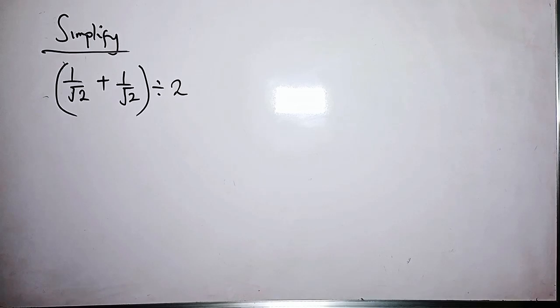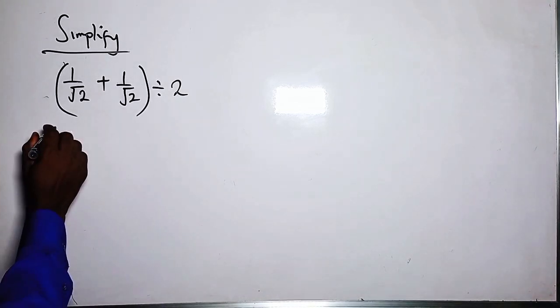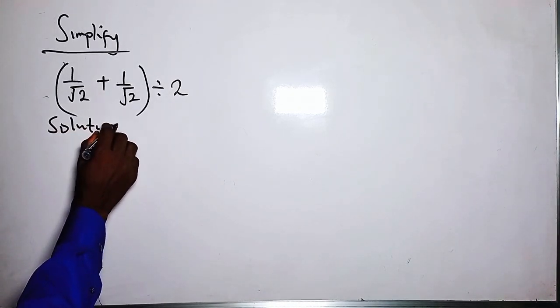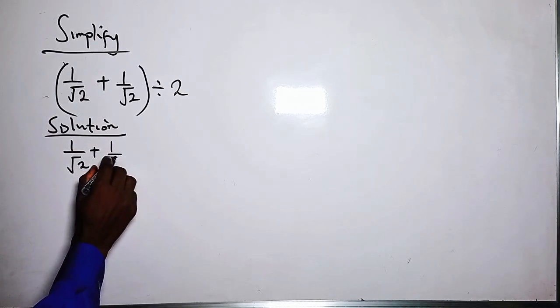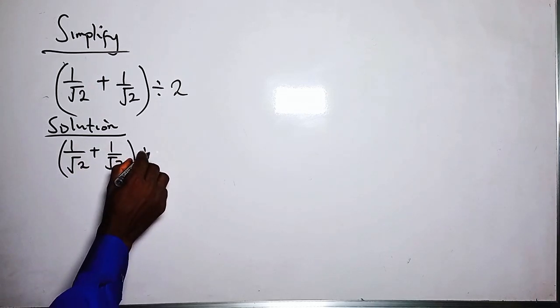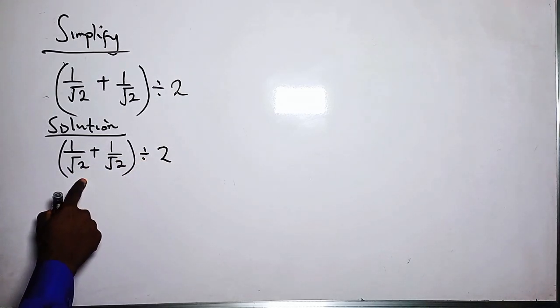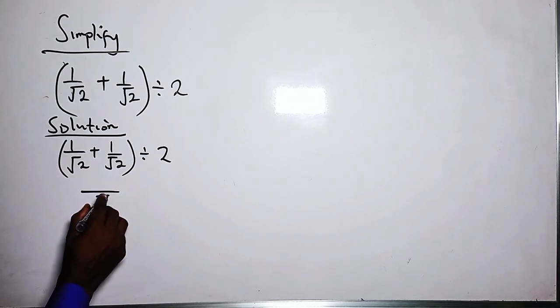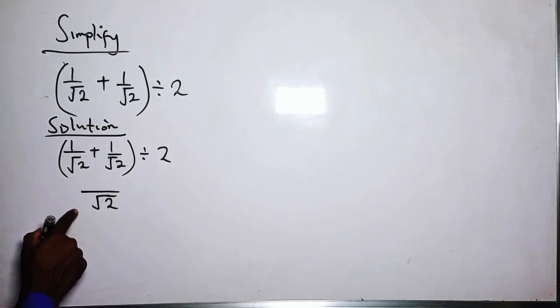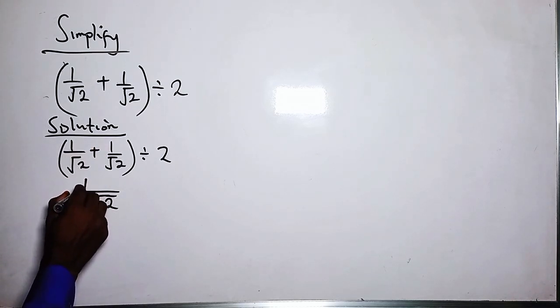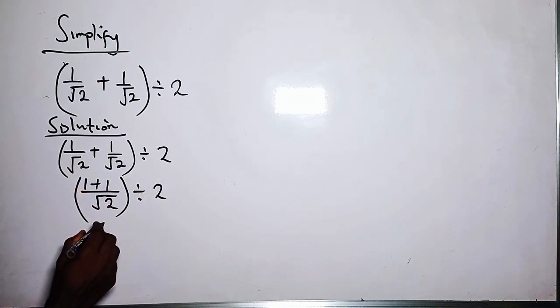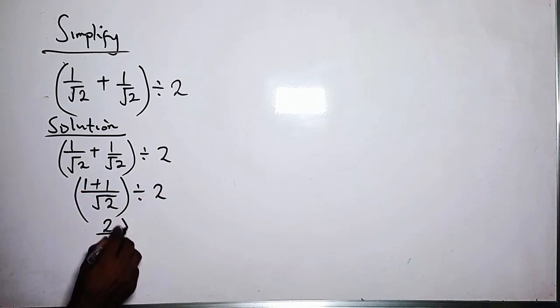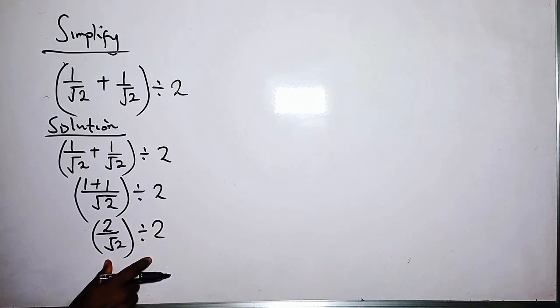The question says, simplify this surd expression. How do we do this? Solution. So for 1 over root 2 plus 1 over root 2, divided by 2. So let's work with the bracket. We have common denominators and we are adding, so we have to pick out 1. So we have root 2. So when we do this, we add up the numerators. We have 1 plus 1, divided by 2. So 1 plus 1 is 2 over root 2. So we are dividing all this by 2.